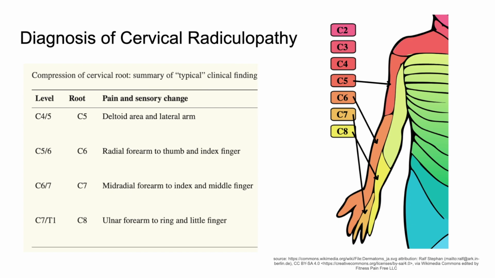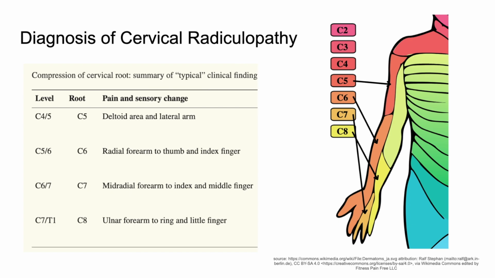Okay. When assessing the C6 nerve root or the C5, C6 level, we're looking for some pain or sensory changes in the radial forearm to the thumb and index fingers. When assessing the C7 level or the C6, C7 level, we should notice a mid-radial forearm to index and middle finger. I think middle finger is a very easy and very consistent finding with C7 injuries, right, across our medical literature. So looking for changes there.